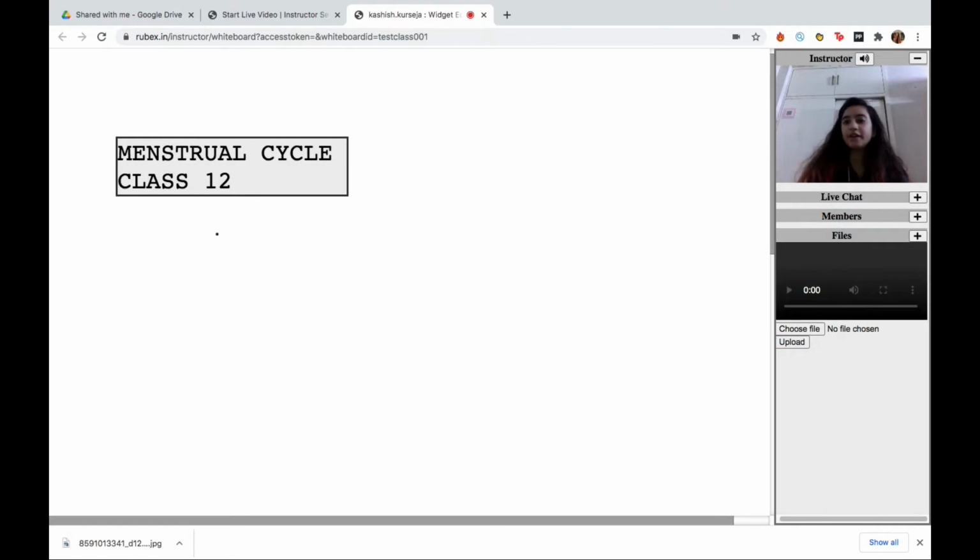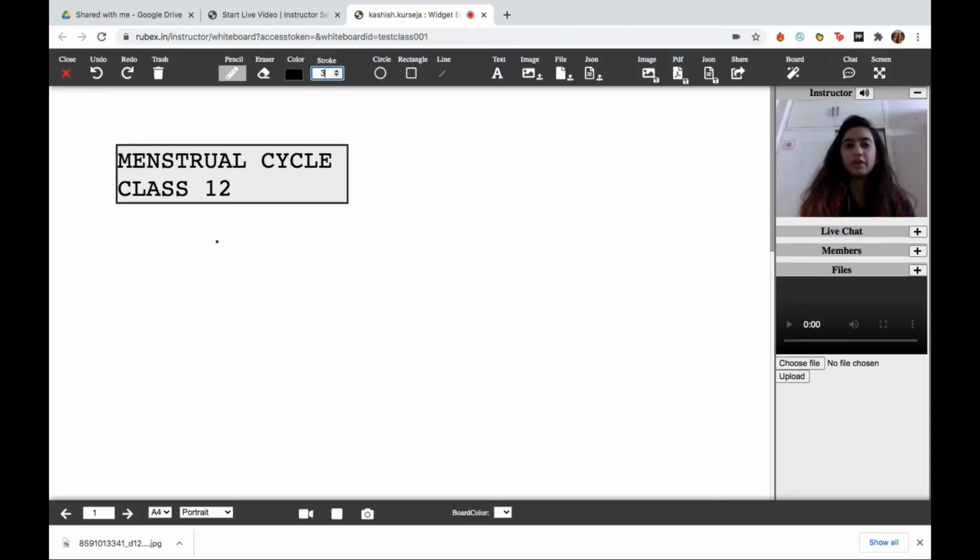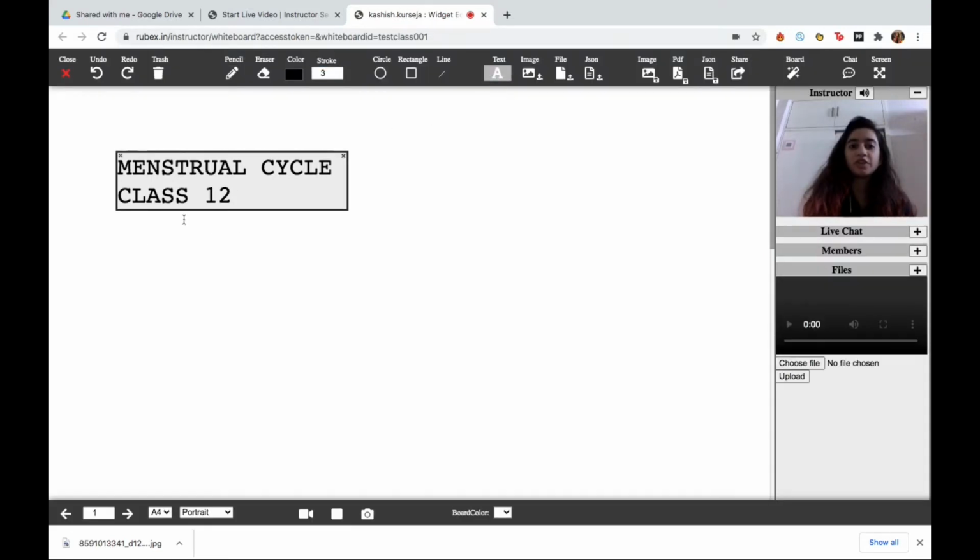Menstrual cycle is an event which occurs in the absence of pregnancy in females, and it involves the shedding of the endometrial lining along with blood and mucus from the body of the female. So just to introduce with the definition for menstrual cycle, I'm going to mention it right here.